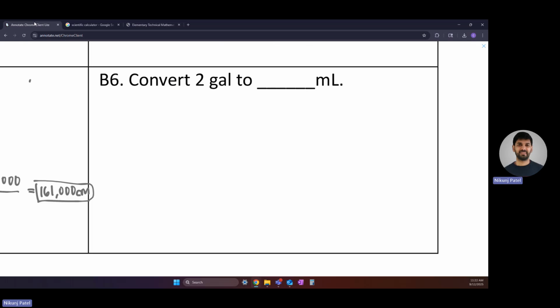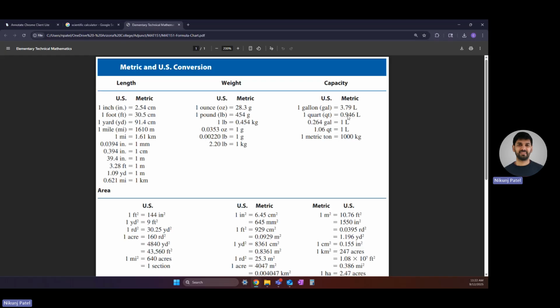Okay, let's try B6. On B6, we're going to convert 2 gallons to milliliters. So we need to see if we can find a capacity that goes from gallons to milliliters. But over here, I don't see any milliliters, I just see liters. And we see 1 gallon is equivalent to 3.79 liters.